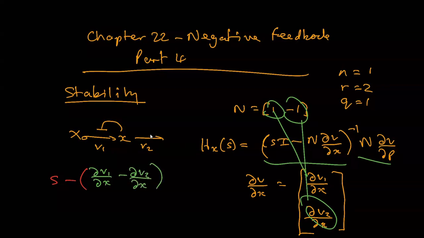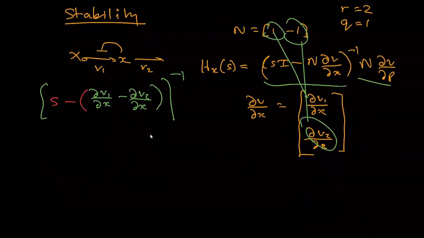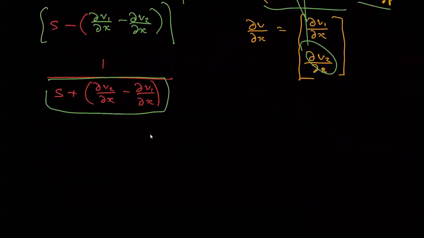Okay. And of course, I want the inverse of that. All right. So that's pretty easy to do. So that's s minus, and I'll just swap these terms around. Actually, put a plus here and then swap these terms around. dv2 over dx minus dv1 dx. If you want to do the full inverse, it's just that. Now, this is the characteristic equation. Okay. So all I have to do is set that up, equals 0, and I'm looking for the roots s.